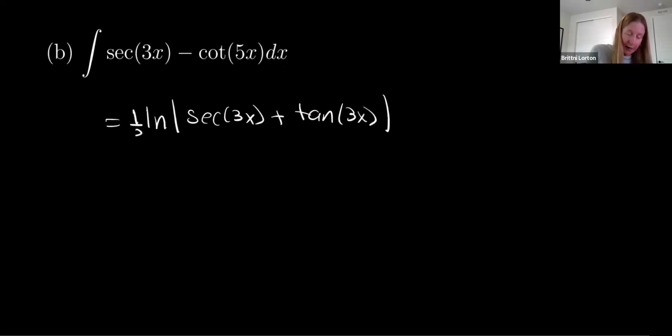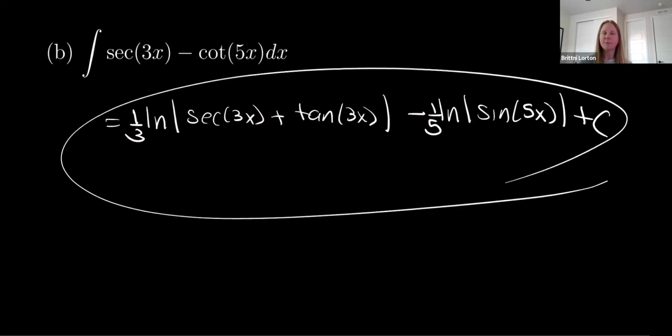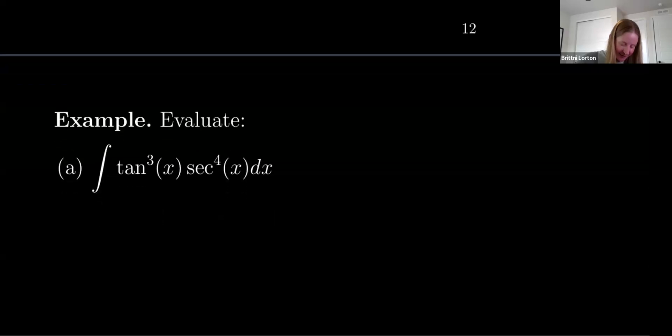You just divide by the constant multiple. Minus the antiderivative of cotangent was ln of sine. You keep the argument the same. You just divide by that constant multiple. Let's see. Ta-da. All right. We're doing really good.